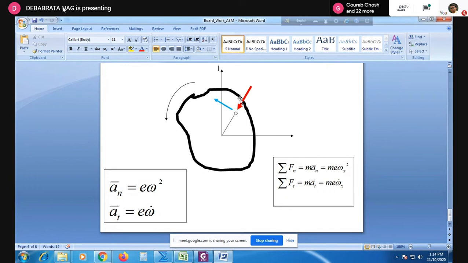Let us recapitulate. What did we get? Summation fy becomes equal to minus summation fn cos theta minus summation ft sin theta, and summation fz becomes equal to minus summation fn sin theta plus summation ft cos theta. Is that understood? Now in place of summation fn I can write m e omega x square, in place of summation ft I can write m e omega dot x. So as per my requirement I need to write our equations in that manner.